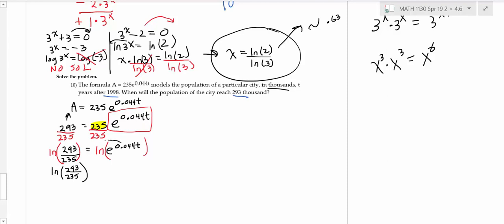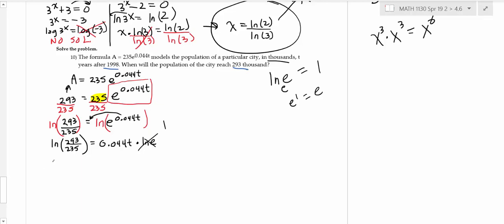Like we've been doing, the exponent comes down in front, so you'd have 0.044t times ln of e. All right, what's ln of e? 1. If you forget that, work it out. You can take your calculator, but you want to know that ln of e is 1 because e to the first is e. That'll pop up all the time. So that thing just becomes 1, and you can ignore it.